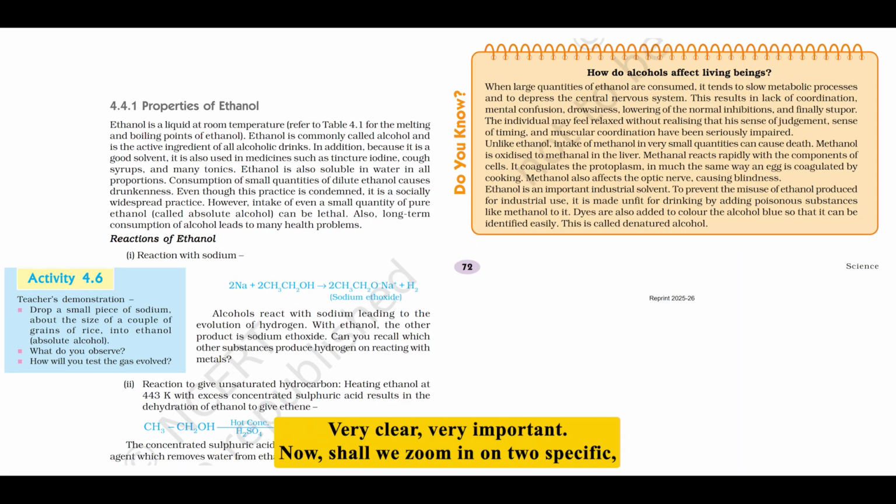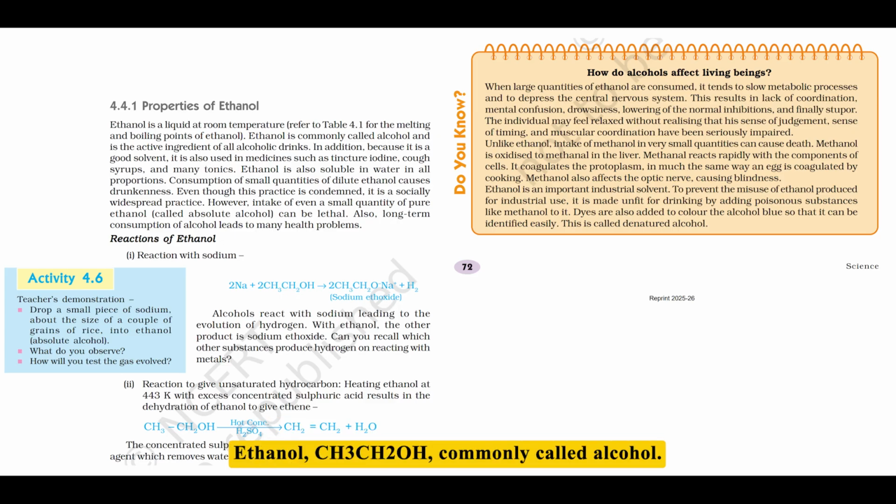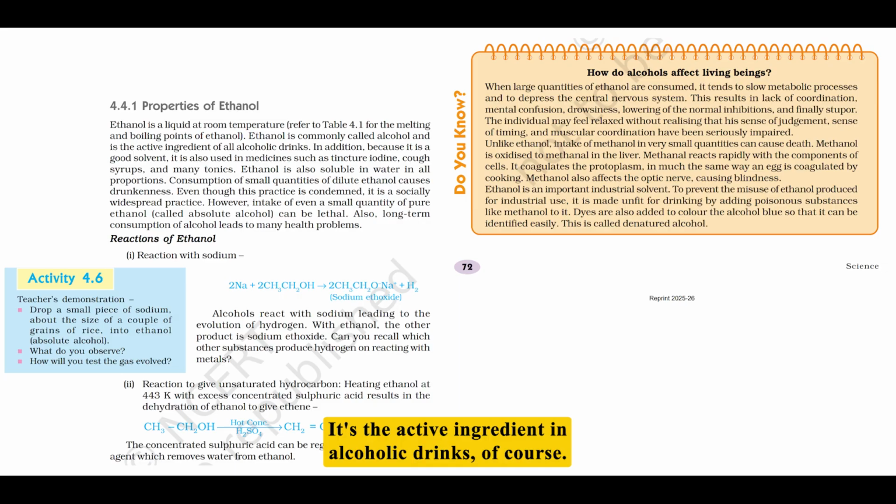Now, shall we zoom in on two specific, very important carbon compounds, ethanol and ethanoic acid? Yes, definitely. They seem to come up everywhere. Let's start with ethanol. Ethanol, CH3CH2OH, commonly called alcohol. It's the active ingredient in alcoholic drinks, of course. Right. And used in medicines, too. Yes, it's a good solvent, used in tincture iodine, cough syrups, tonics, and it mixes completely with water, infinitely soluble.